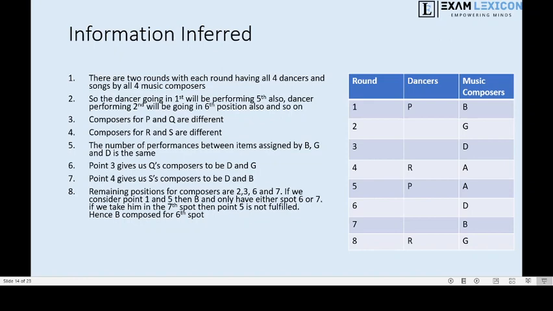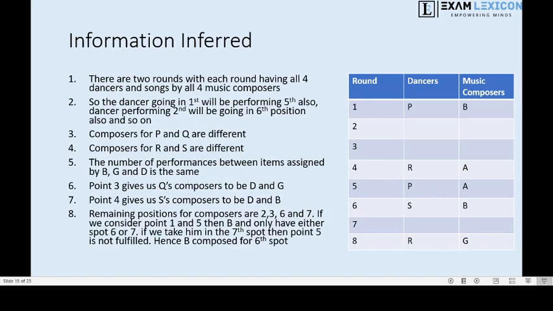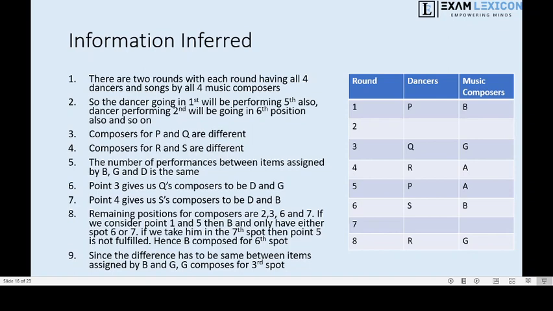Okay, so then the 6th slot for music composers will be taken by B, and we can easily assign S in the dancer slot because S's song is to be composed by B. Then, since the difference has to be the same between B and G, G composes for the 3rd slot, and similarly Q takes the spot for the dancers. And now there are only 4 positions left in the table, so we can fill in D in the music composer slot, and S and Q in the 2nd and the 7th slot respectively.